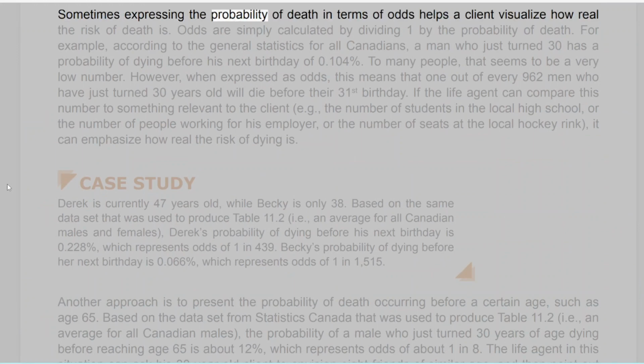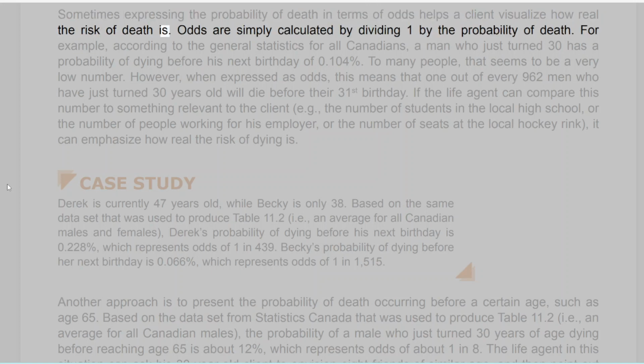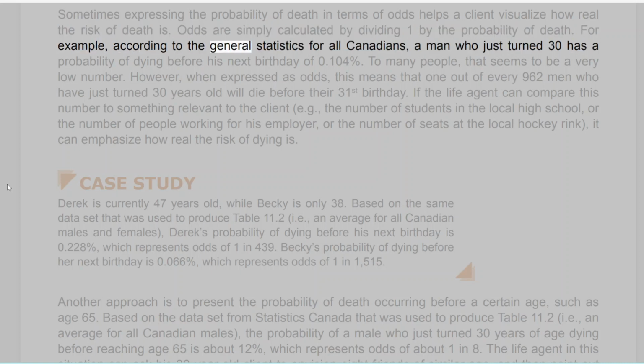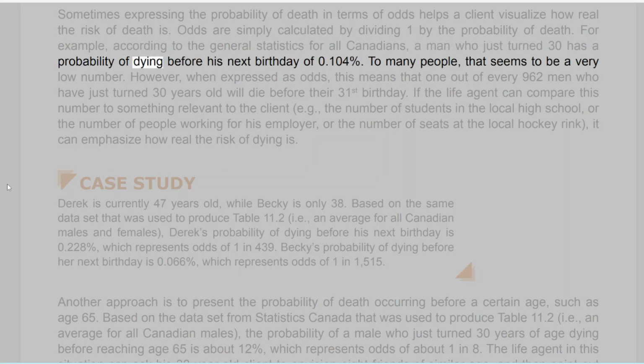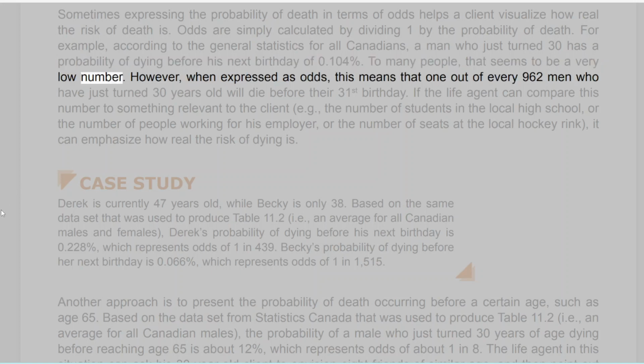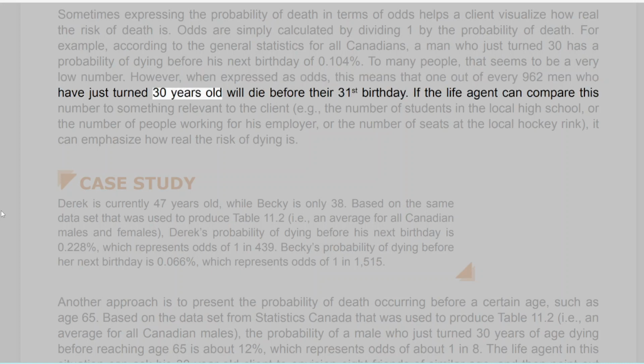Sometimes expressing the probability of death in terms of odds helps a client visualize how real the risk of death is. Odds are simply calculated by dividing 1 by the probability of death. For example, according to the general statistics for all Canadians, a man who just turned 30 has a probability of dying before his next birthday of 0.104%. To many people, that seems to be a very low number. However, when expressed as odds, this means that 1 out of every 962 men who have just turned 30 years old will die before their 31st birthday.